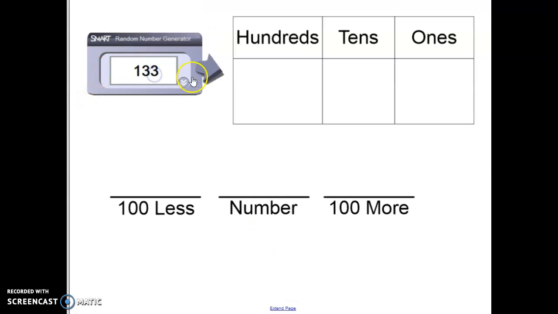All right, let's get our big number. 133. Help me read that, please. 133. Okay, so I have 1 group of 100, 3 groups of 10, and 3 ones or 3 units. So if I go up here and I change this, I take 1 away from it. That's 0. So what's my number? 33. But if I go up here and I add 1 more to this, now it's a 2. Now my number is 233.